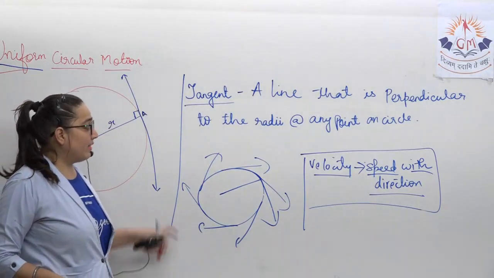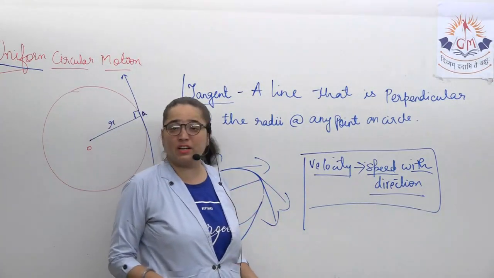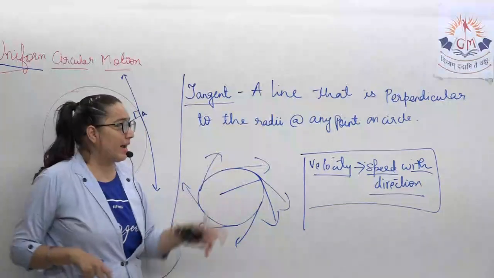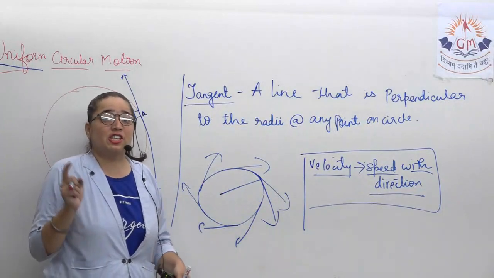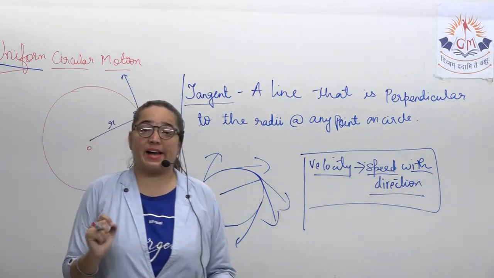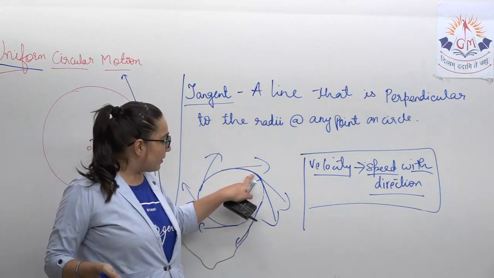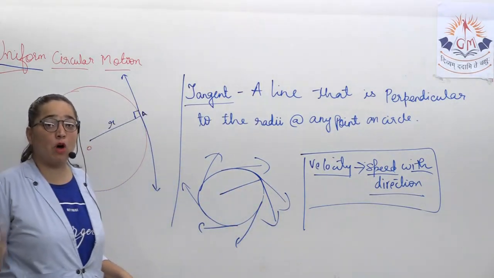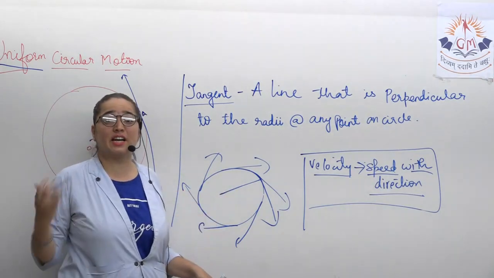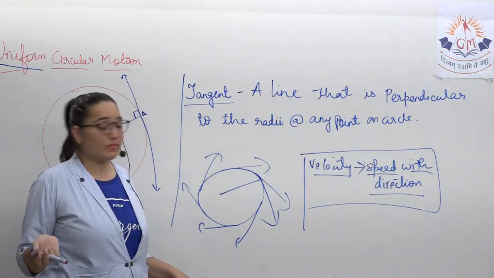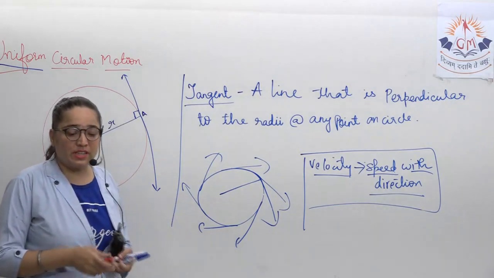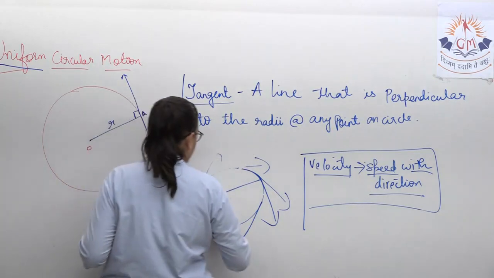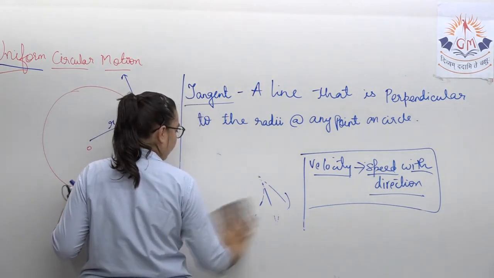Okay, and the velocity is defined by the direction of the tangent. And what is tangent? It is a line that is perpendicular to the radius at any point on the circle. Just remember that at each and every point the direction is changing. At this point it will be in this direction, next point it will change its direction. So at each and every point the direction is constantly changing. This is about it, and I'll note the definitions and you have to write those definitions.